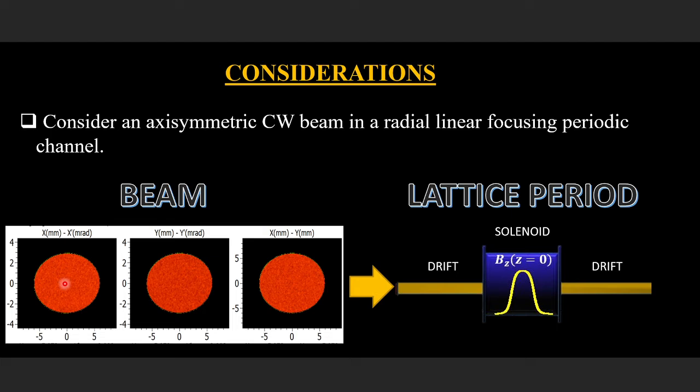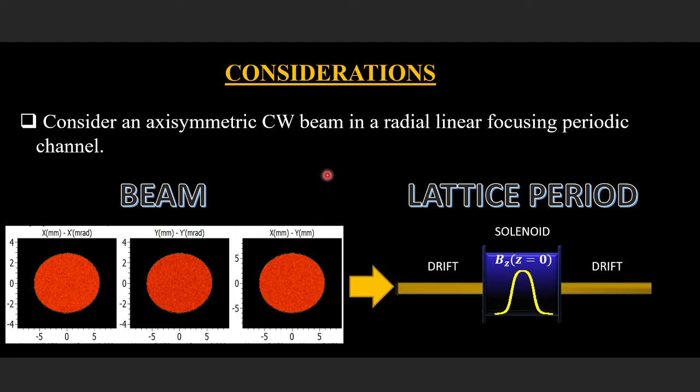Now I hope it's clear that we are taking a CW beam, so we are considering only the transverse direction, and we do not consider any longitudinal effect right now. So it's a long cylinder of charged particles. Also, this long cylinder is uniformly occupied with charged particles. It means the number of particles per unit volume is constant.